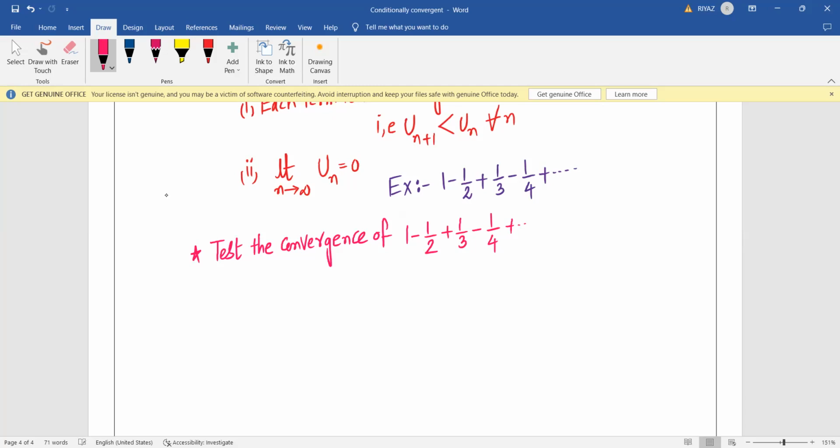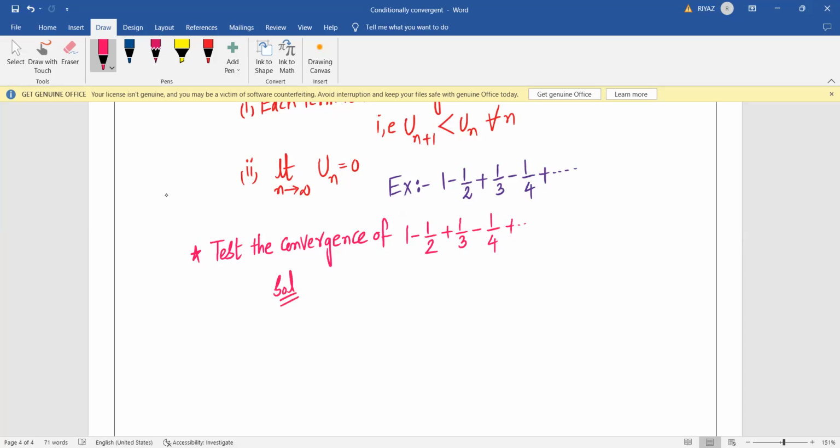Today, inshallah, we are going to finish this alternating series concept and unit number 1. If possible, okay, I will take one more class, but I want to finish it today only. So let us check it. Starting the solution.